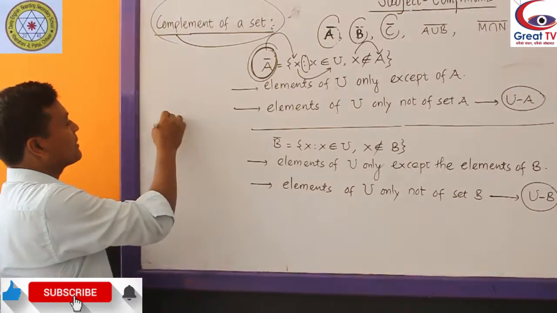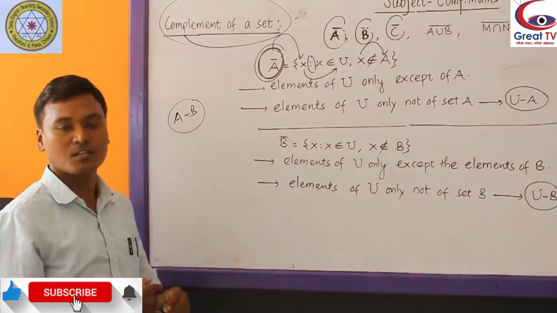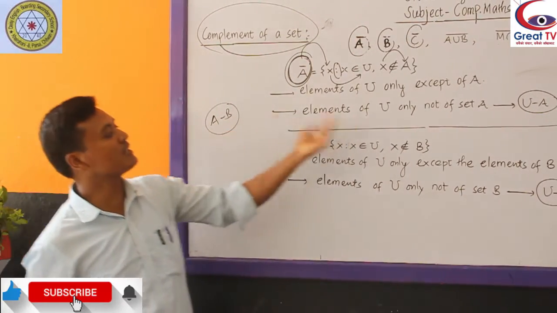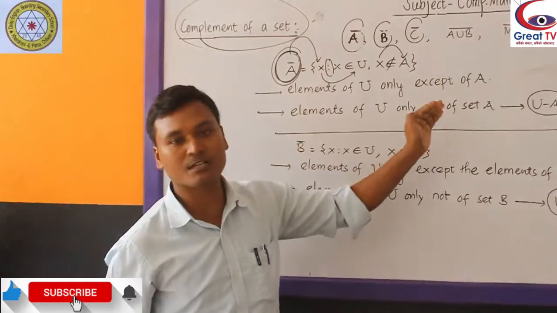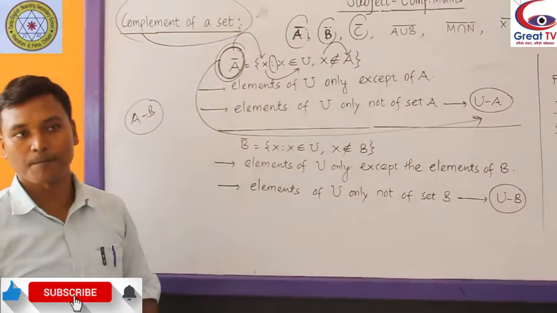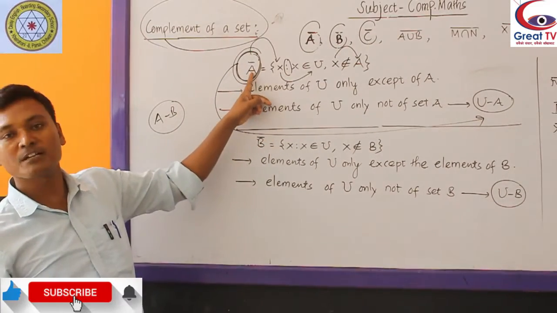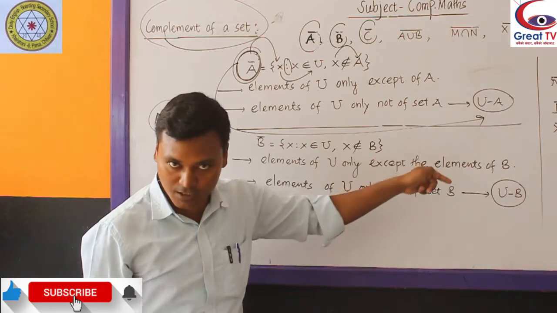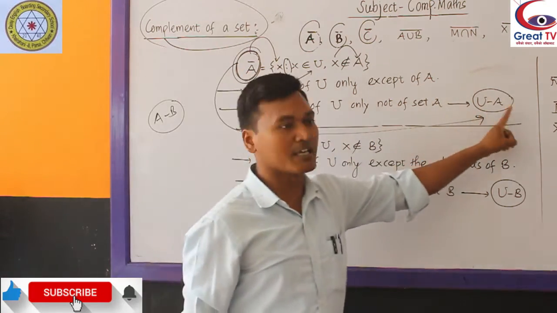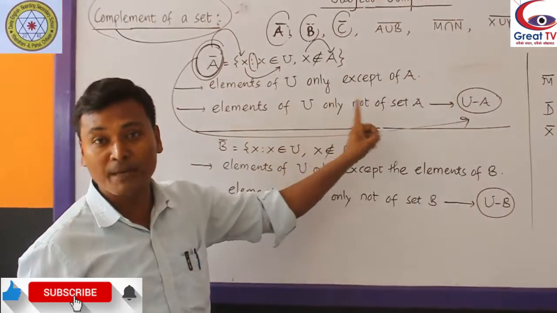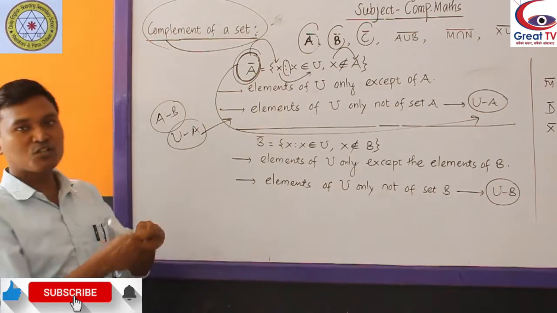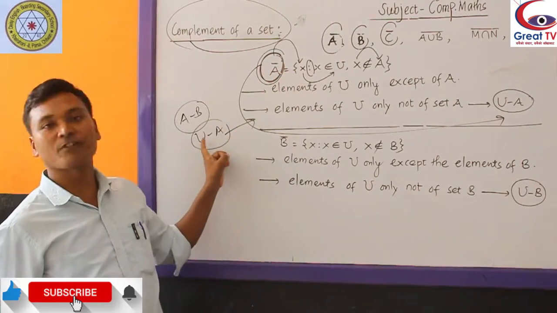While defining A difference B in our previous classes, we read that while finding A difference B, elements of A only, not of B. As here, elements of U only, not of set A. That is, A complement is actually U difference A. I repeat, A complement means elements of U only, not of set A. That means A complement means U difference A, because elements of U only, not of A. So actually A complement means U difference A.